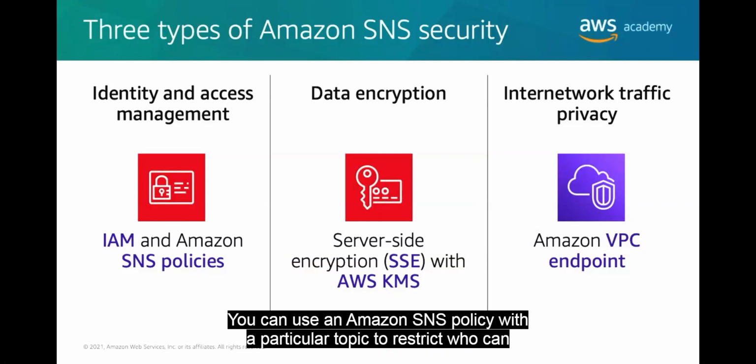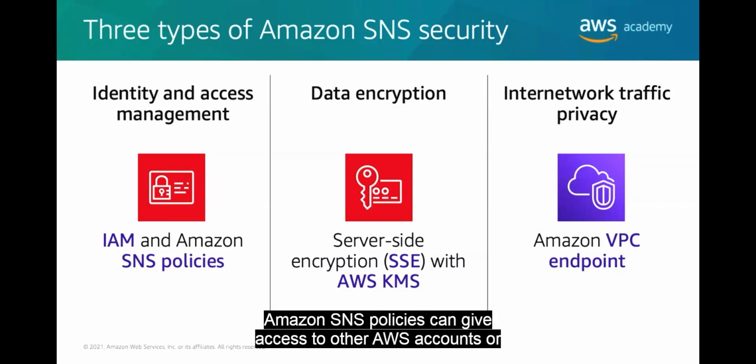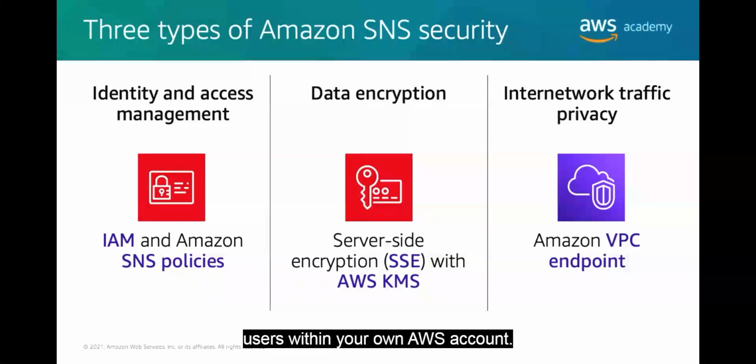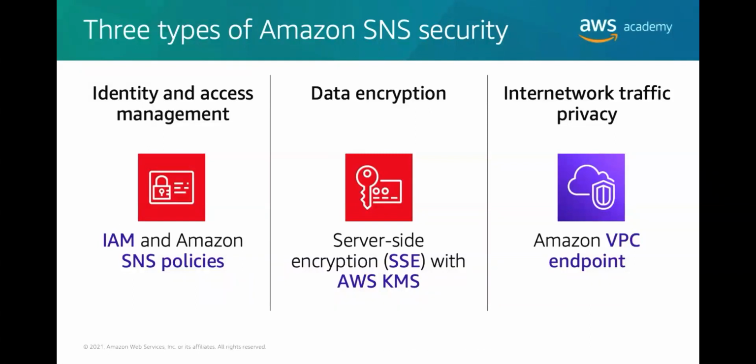You can use an Amazon SNS policy with a particular topic to restrict who can work with that topic. For example, who can publish messages to it and who can subscribe to it. Amazon SNS policies can give access to other AWS accounts or users within your own AWS account.